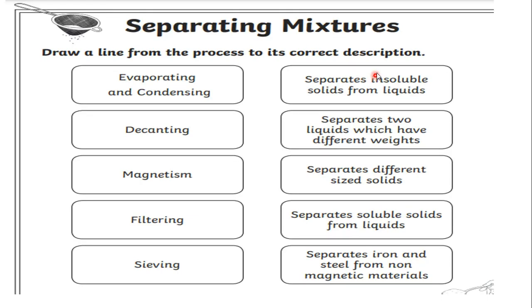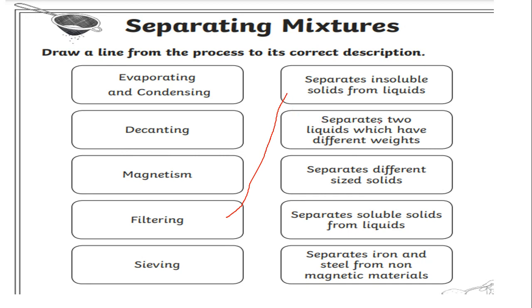Here we have separates insoluble solids from liquids. So we have something that is insoluble, something that's not going to be dissolved into the liquid. Something like sand or rocks, they're not going to be dissolved into the liquid. What we're going to use to separate them, that's definitely filtering. So filtering is going to be the answer for this one. So that connects there.